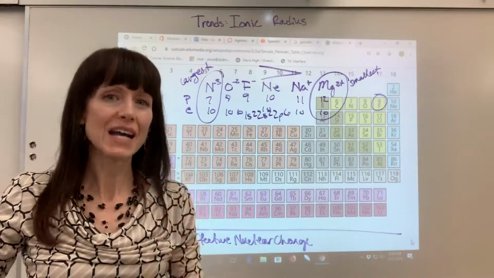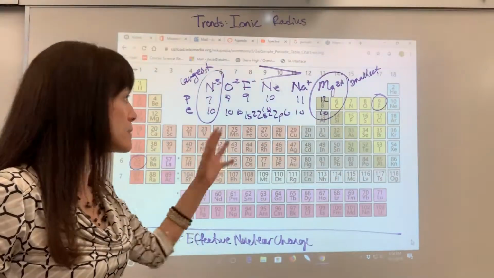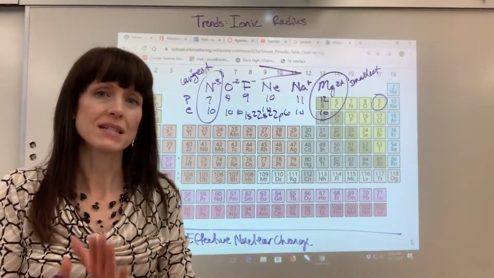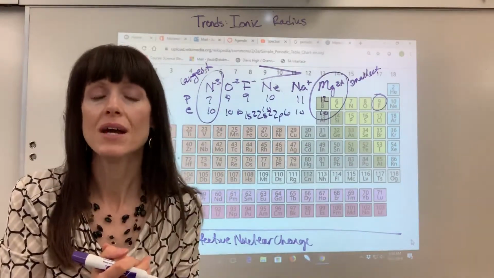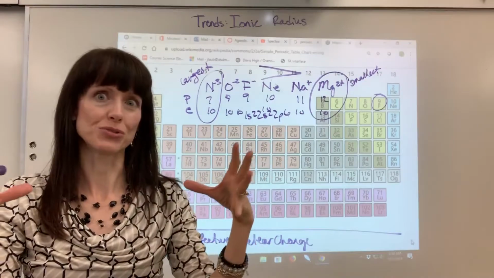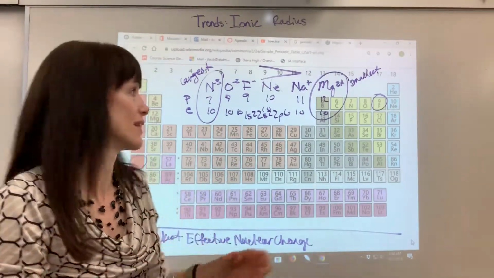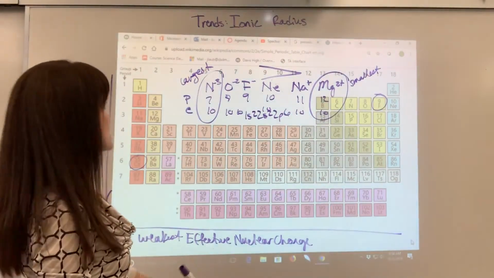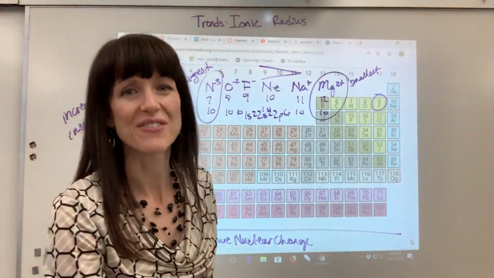So if you're given isoelectronic atoms and ions, look at the number of protons. Whichever one has the most protons will be the smallest because the protons have a greater ability to attract those electrons. More protons, greater ability to attract. Nice discussion. Ionic radius. Have a really good day.